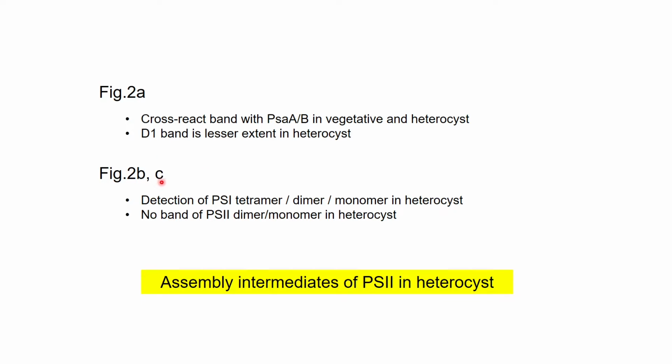And figure 2b and c show BN PAGE and two-dimensional BN-SDS PAGE. First, PS1 tetramer, dimer and monomer can be detected in heterocyst. However, PS2 dimer and monomer bands were not observed in heterocyst thylakoid. So these results suggest that an assembly intermediate of PS2 exists in heterocyst thylakoid.